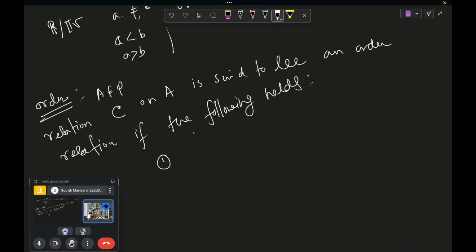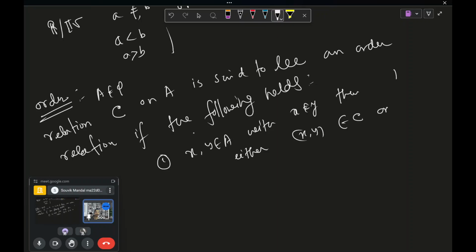Okay, so let's see. We have some non-empty set A and we have some relation C on A. Then C is said to be an order relation if the following holds. For any x and y belonging to A with x not equal to y, either (x, y) belongs to C or (y, x) belongs to C.